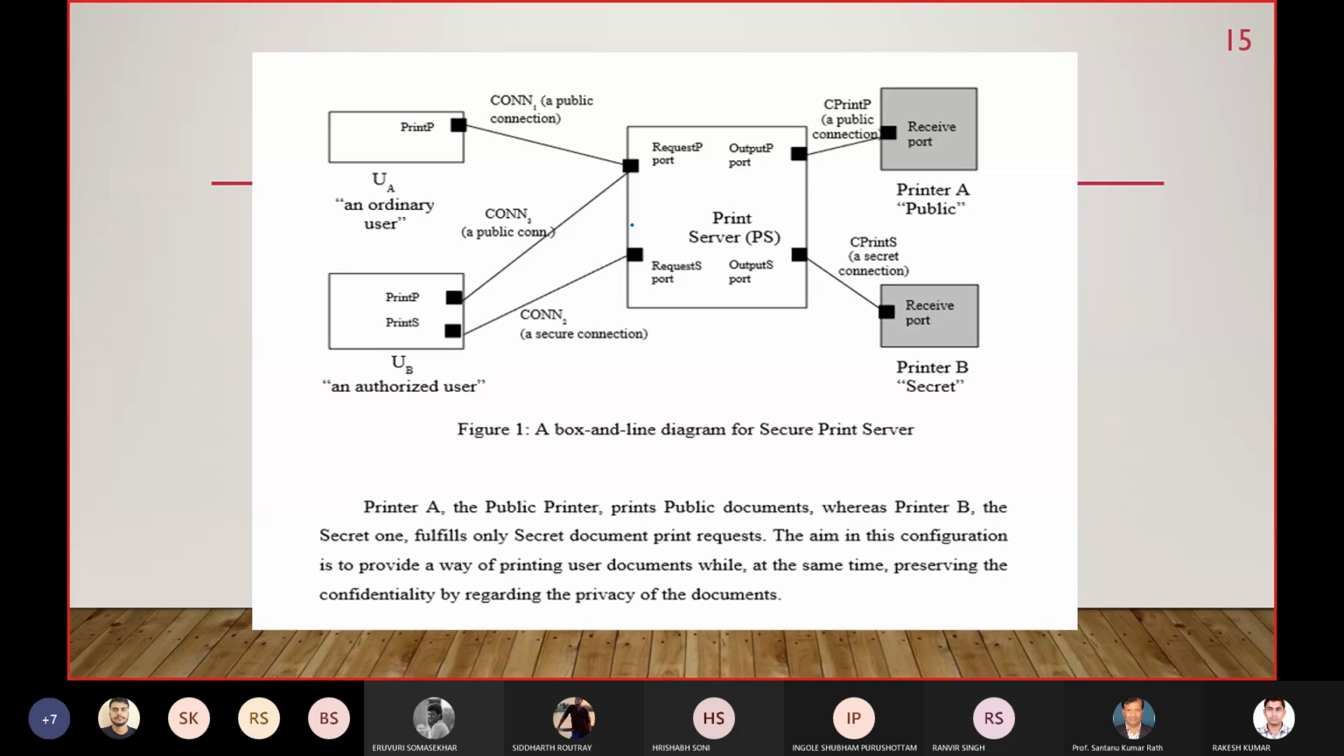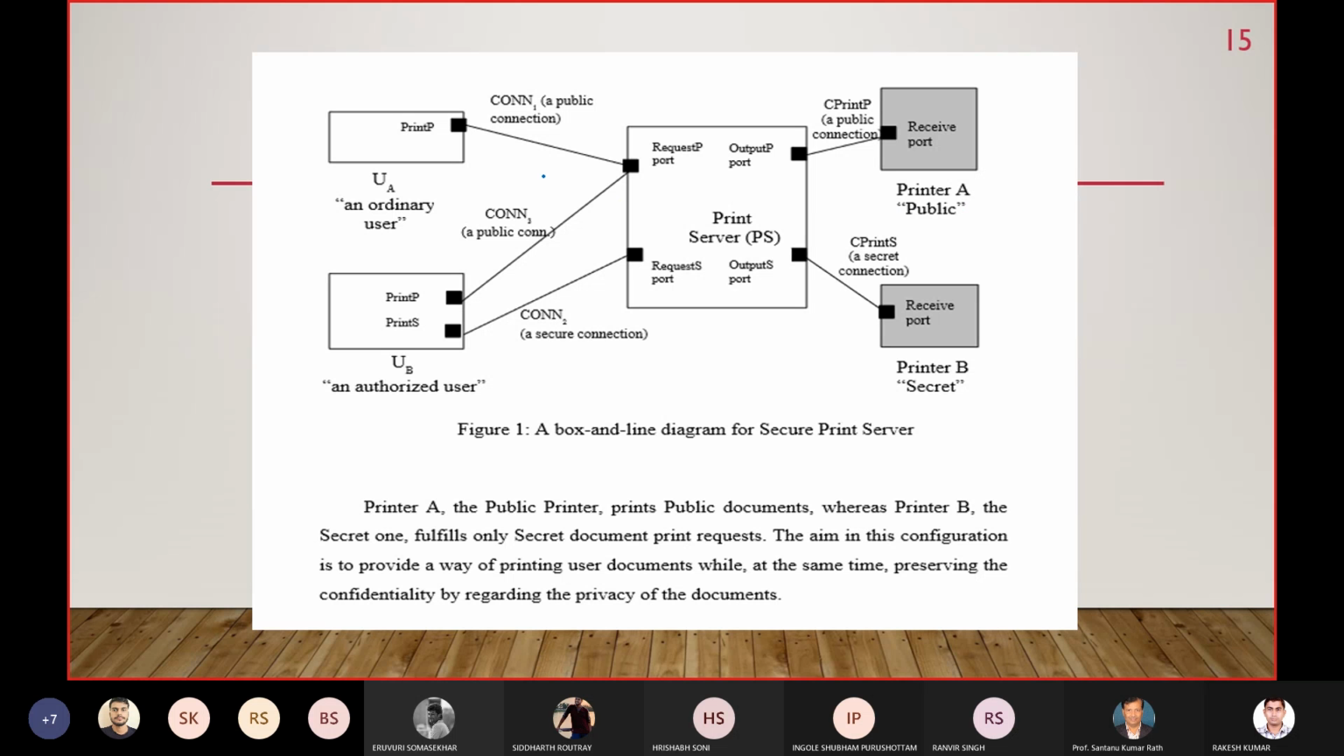So this is the picture for that secure print server. This is UA, the ordinary user. It can go to print P and request P. This is the print server, and this is the public printer, printer A, and printer B is the secret printer. That means the secret printer will only print confidential documents from the authorized user only, and any other user can only print through the public printer.